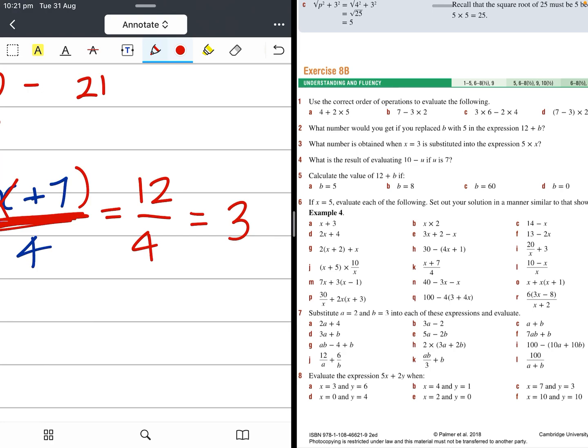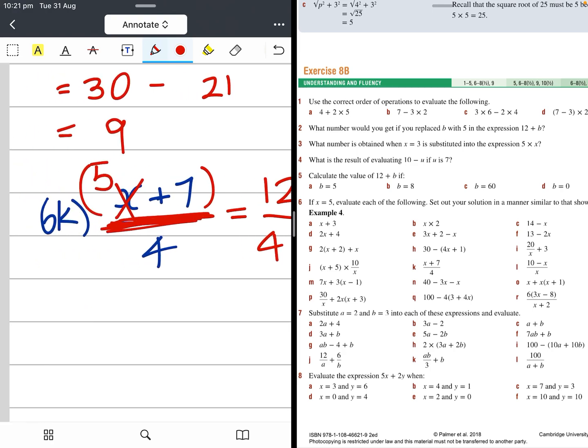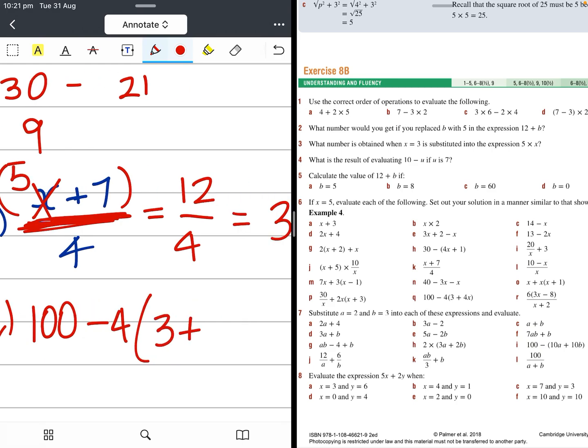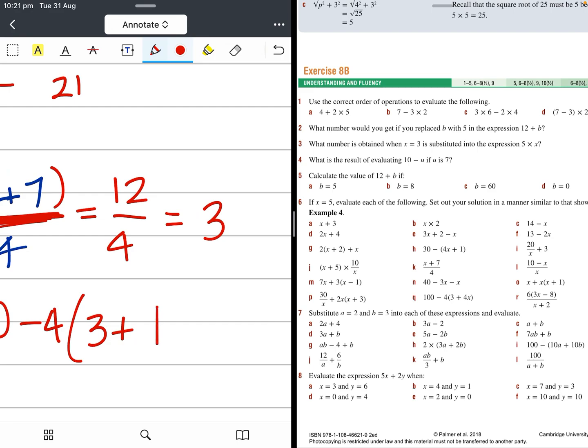All right, let's try Q because that looks pretty hard. And then I am going to do a couple more and let you go. So Q says 100 minus 4, brackets, 3 plus 4x. Okay, let's get a different color. So let's change the x to a 5.